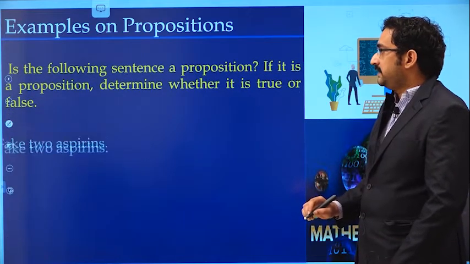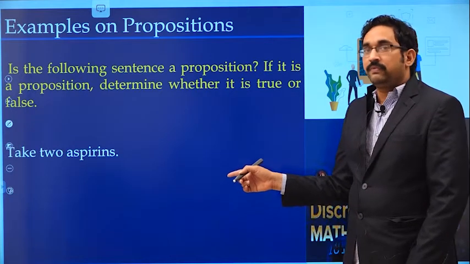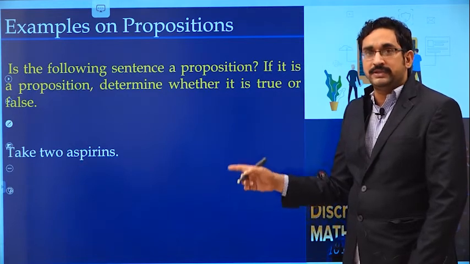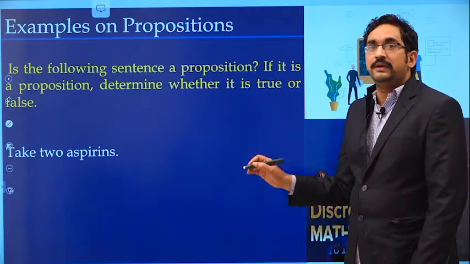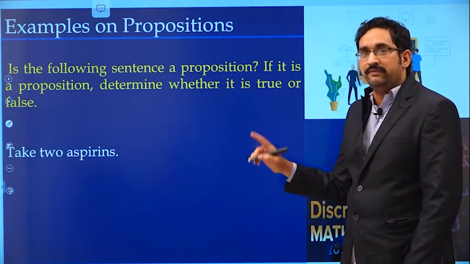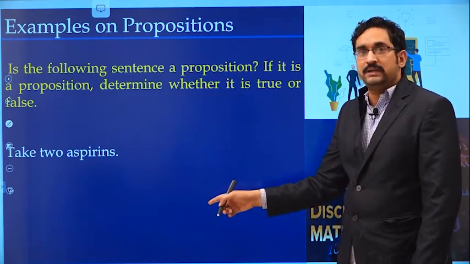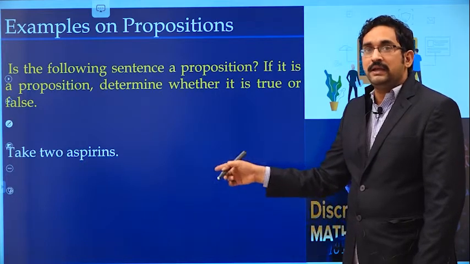See one more example. Take 2 aspirins. It is not a proposition because it is an imperative sentence and not a declarative sentence. We know that only declarative statements which are either true or false will be propositions. As it is not a declarative statement, we can say that the given statement is not a proposition.